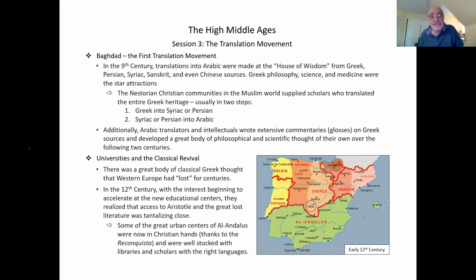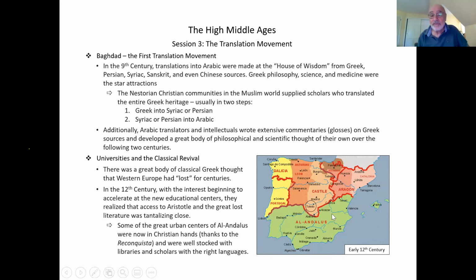The universities became great homes for this classical revival that was taking place in Spain as part of the second and new translation movement. There was a great body of classical Greek thought that Western Europe had lost for centuries. In the 12th century, with the interest beginning to accelerate at the new educational centers, these universities, they realized that access to Aristotle and the great lost literature was close by.